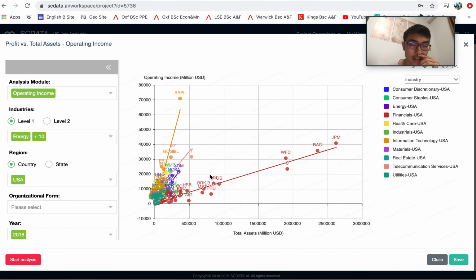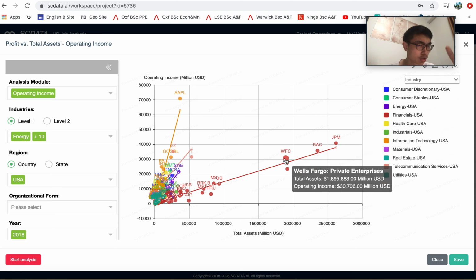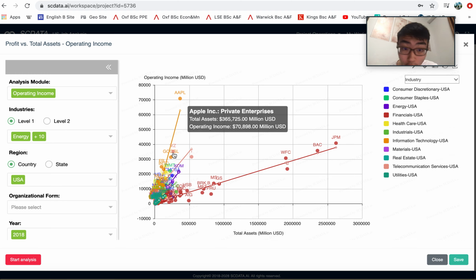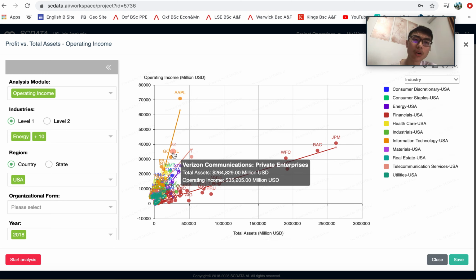So here you can see the return on investment. You can see that finance now does not seem so optimistic, isn't it? We see a lot of asset investment going on into the finance industry, but not generating as much profit, operating income as companies like Apple or Google, relatively. Yeah, so it is a good consideration.